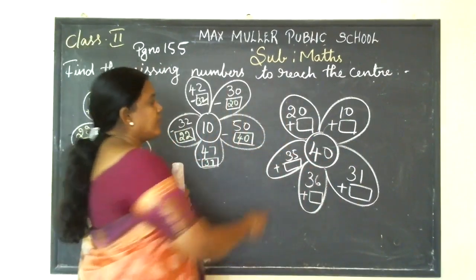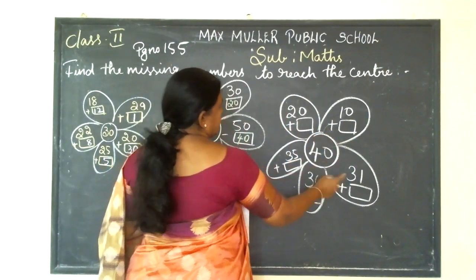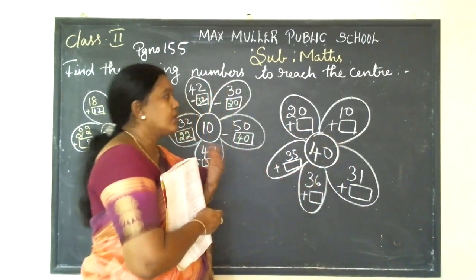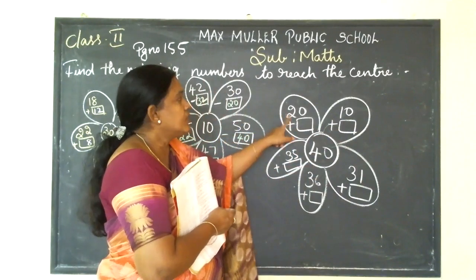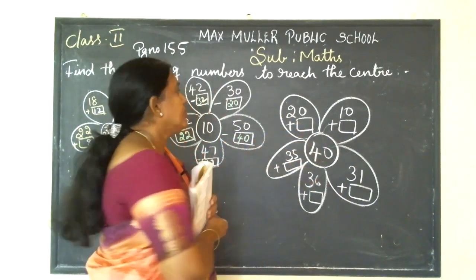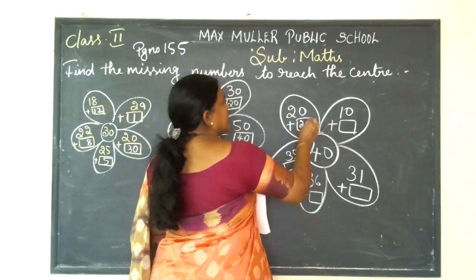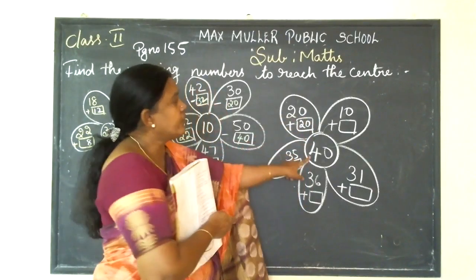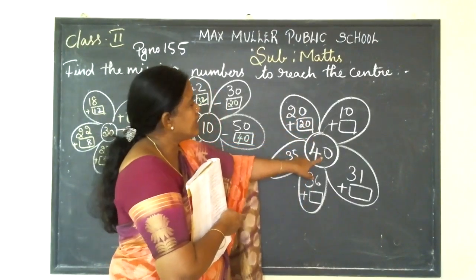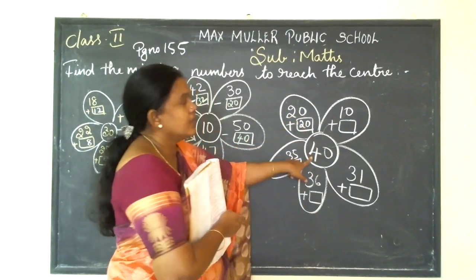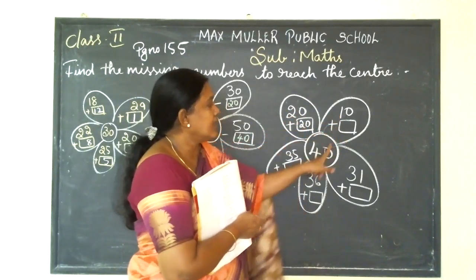Now you want to reach 40, children. See the sign here, plus is there. Plus means you want to add 20. How much do you want to add for 40? You want to add 20. If you add 20, you will get 40. 0 plus 0, 0. 2 plus 2, 4. See here 10 is there, here 40 is there.